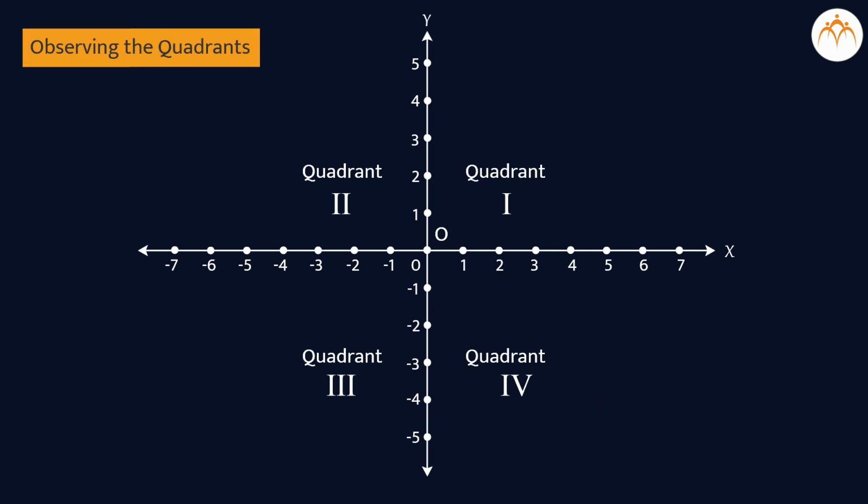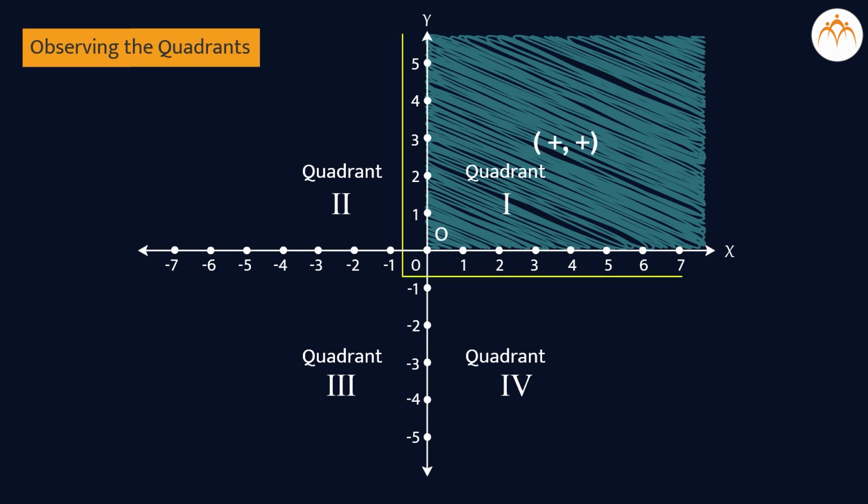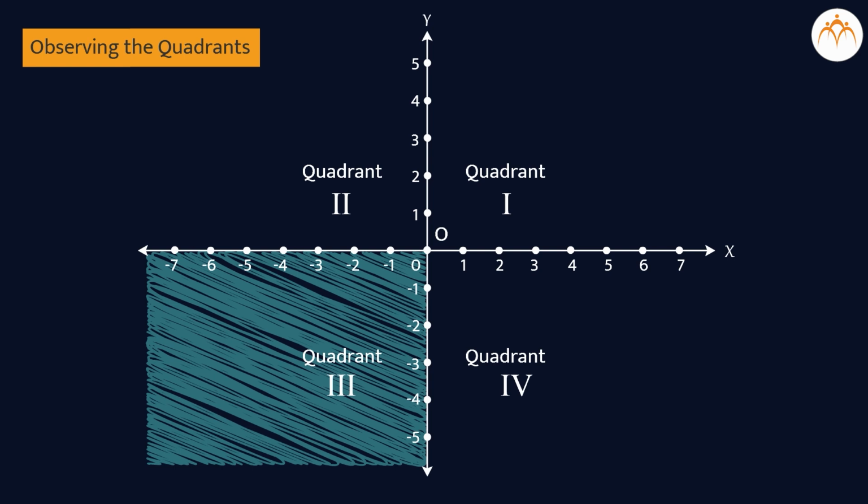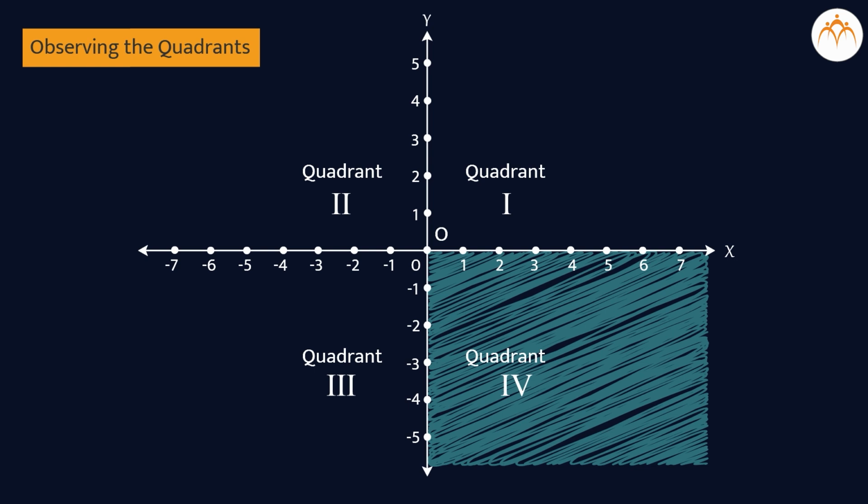Observing the figure. In the first quadrant, both coordinates of all points are positive. In the second quadrant, the x-coordinate of all points is negative and the y-coordinate is positive. In the third quadrant, both coordinates of all points are negative. In the fourth quadrant, the x-coordinate is positive and the y-coordinate is negative.